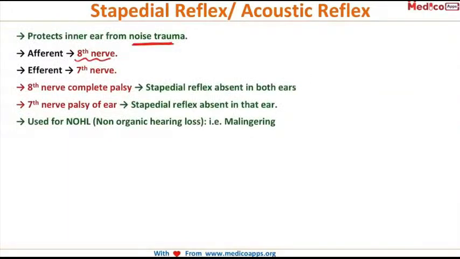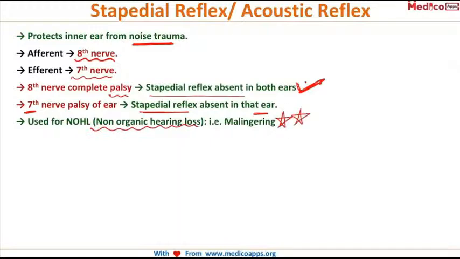The afferent is 8th nerve. The efferent is 7th nerve. When there is an 8th nerve palsy, obviously stapedial reflex is absent in both the ears. However, if there is 7th nerve palsy, in that ear only the stapedial reflex is absent. It is used for testing non-organic hearing loss. Stapedial reflex, please remember, is used to find out malingering in patients.